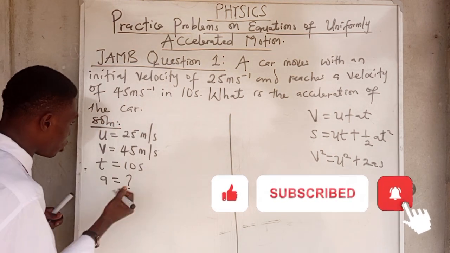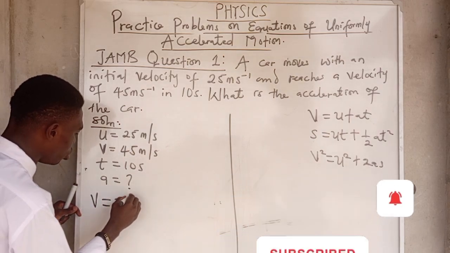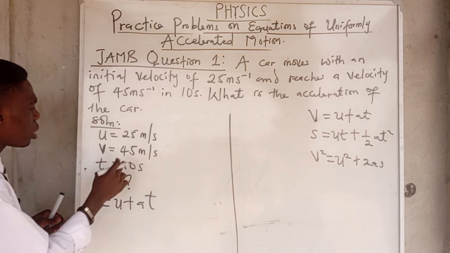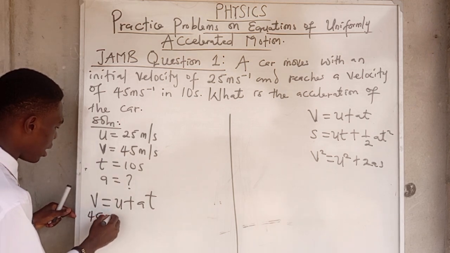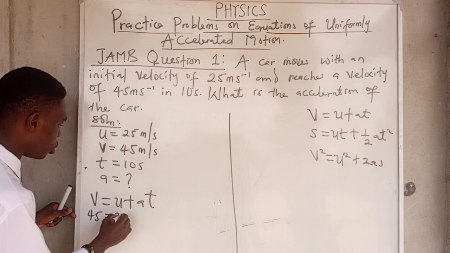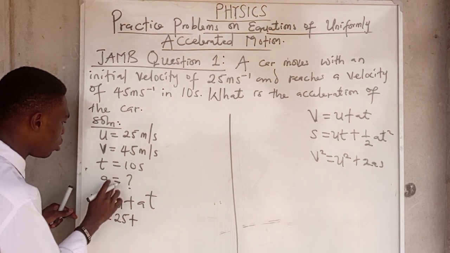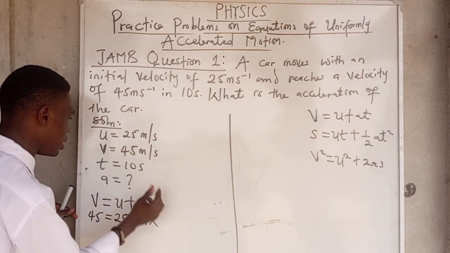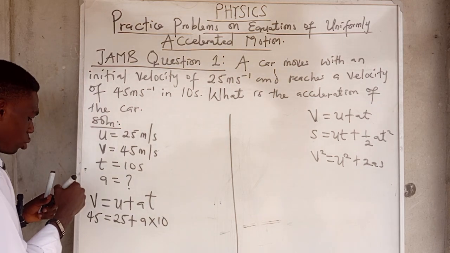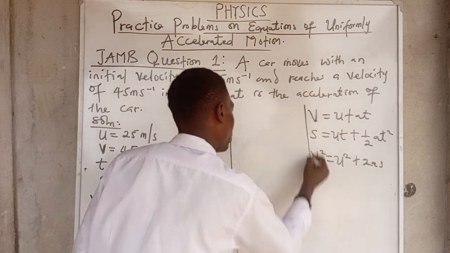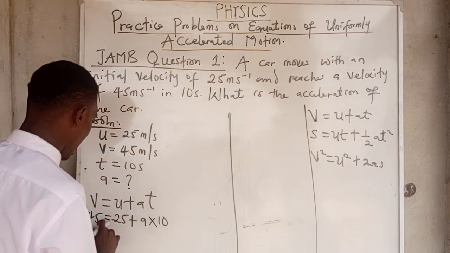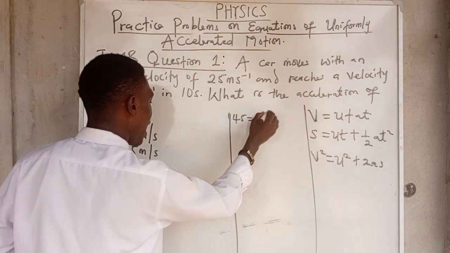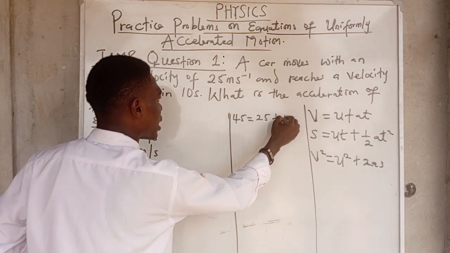So now we just use the equation. We're going to write that v is equal to u plus at, and then we'll just substitute the values. What is v? v is 45, equal to, and what is u? u is 25. We bring down plus. We are looking for a, and at means a times t. So what's our t? Our t is 10, and so we'll just go ahead to finish up. So we now have 45 is equal to 25 plus, a times 10 is 10a.